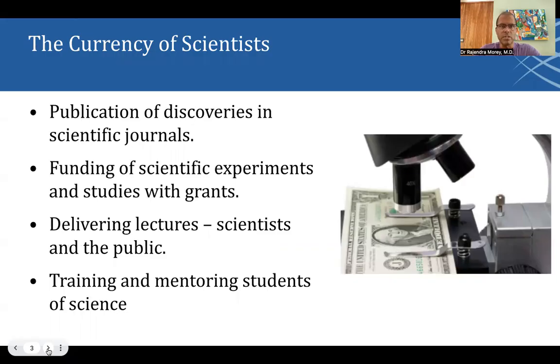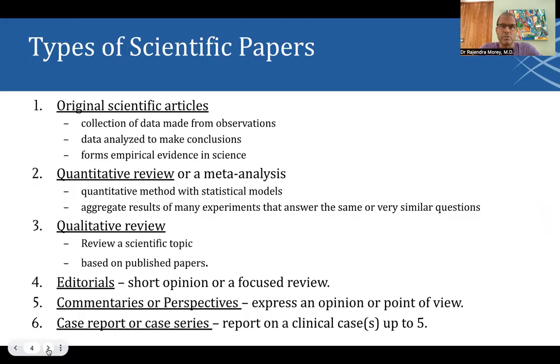So just like we have a monetary currency, publications are essentially the currency of scientists. They are where we publish the discoveries in scientific journals, and they are reviewed by funding agencies who will fund scientific experiments and studies with grants. Other scientific currency is delivering lectures, both to other scientists as well as the general public, and training and mentoring students of science. There are several types of scientific papers.